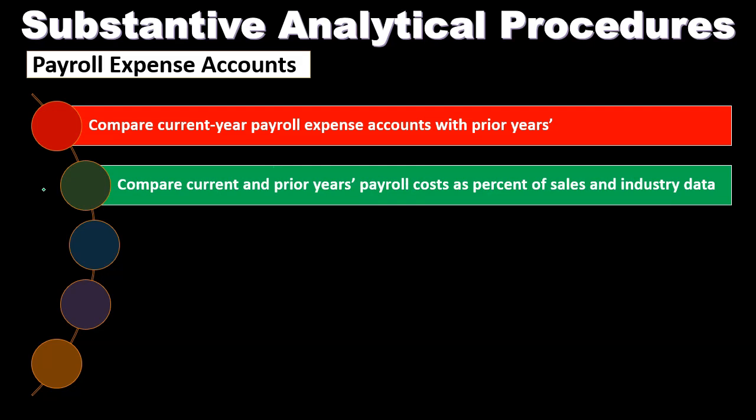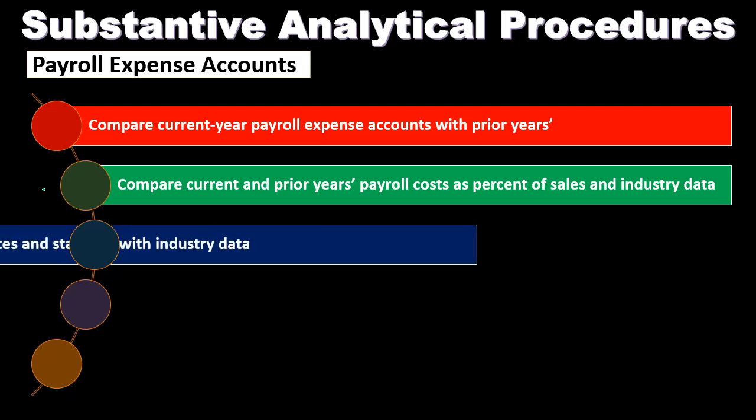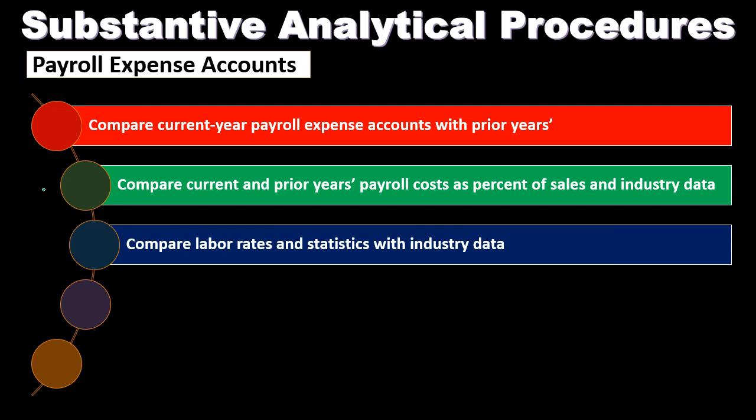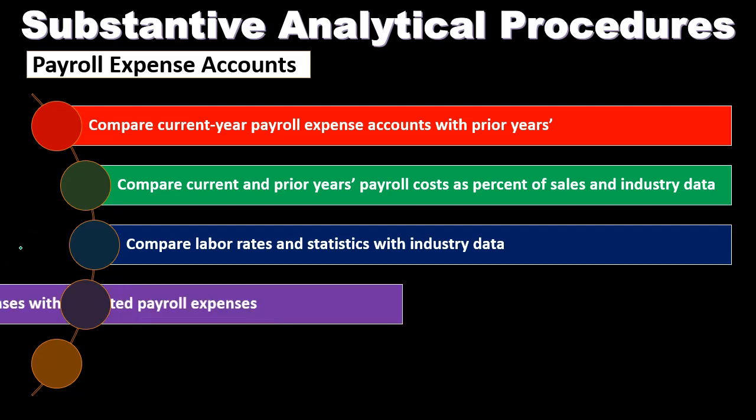Compare current year's payroll costs as a percentage of sales and industry data. So you would think that we would have some type of relationship between the payroll costs and the sales. And so we're going to have that kind of ratio that we can use as an analytical procedure as well. Compare labor rates and statistics with industry data. So we can look at the labor rates, of course, and consider those with relation to the particular industry that we are auditing for.